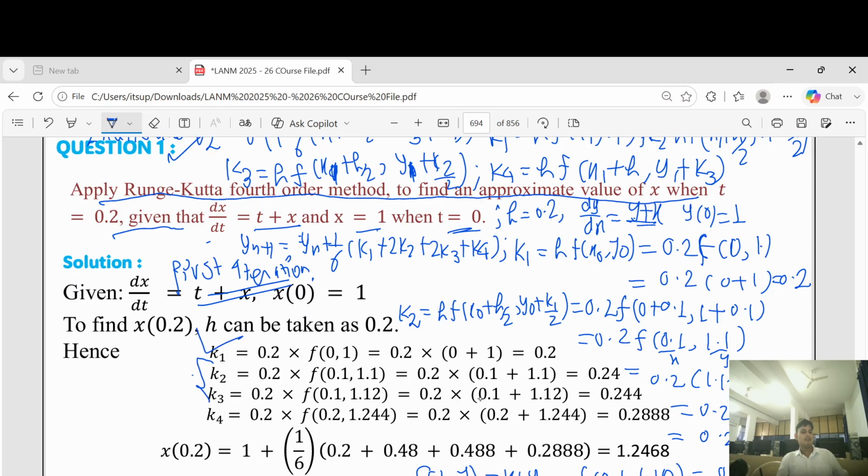You find the values of K1, K2, K3, K4 and put the values in the original formula and evaluate the first iteration. And these things play a big role: what is the function given, what is the initial condition given, and what is the value of h given. Because these three values are used in the formula in each step, you must focus on these things.